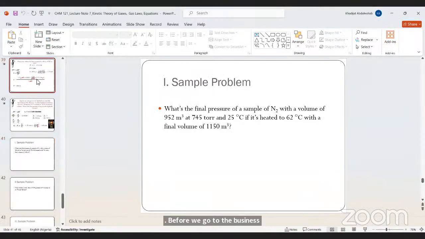For the benefit of doubt, I would like to reiterate, because I realize that some people didn't get how we derive the density formula from the general gas law. So I'll just quickly show that before we go to the business of the day.